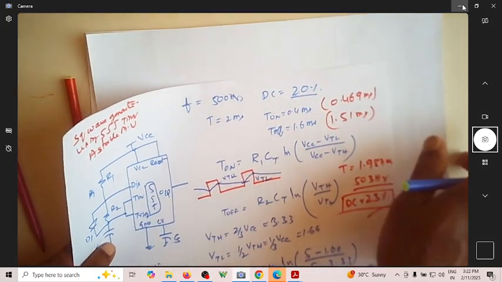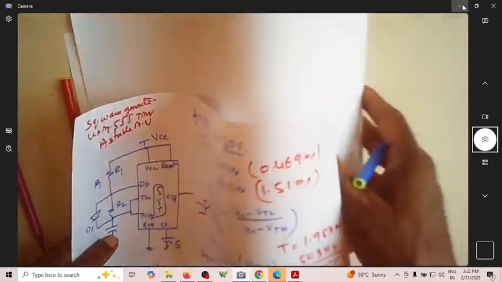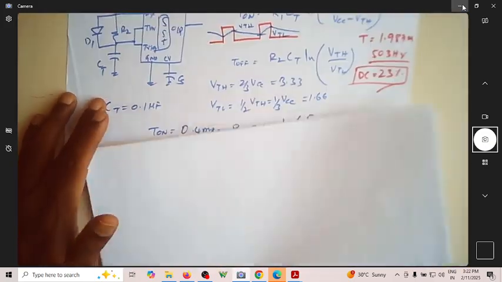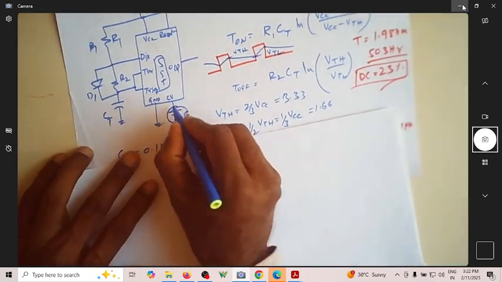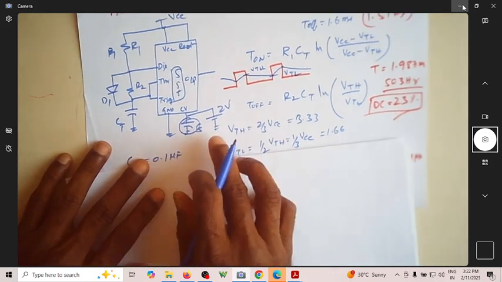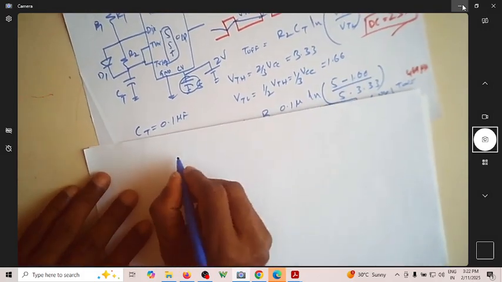Of course, you can play with this, so it's not difficult. They can ask for whatever frequency you are looking at. Now suppose that instead of having a capacitor there, you put a battery here, and forcefully make the control voltage 2 volts. If I make a voltage of 2 volts, then what is your T on?